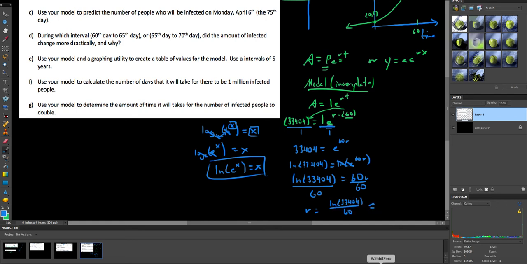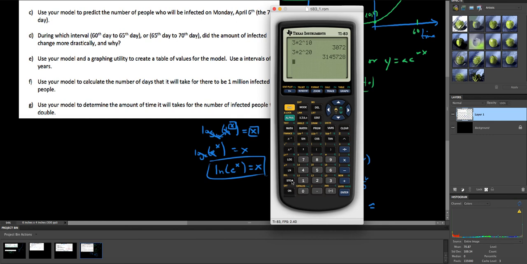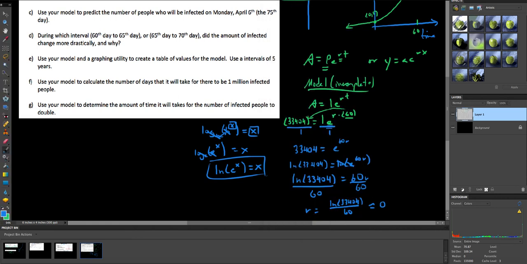And this is where we're going to need our calculator. So we'll turn this on: ln of 33,404 divided by 60. We get 0.1736, so about 0.1736. I'm going to put a box around this, and call this r.